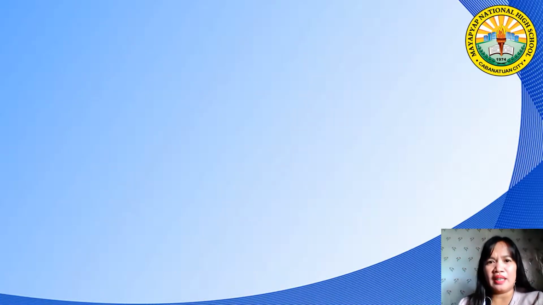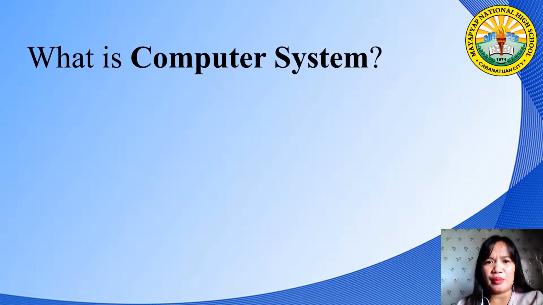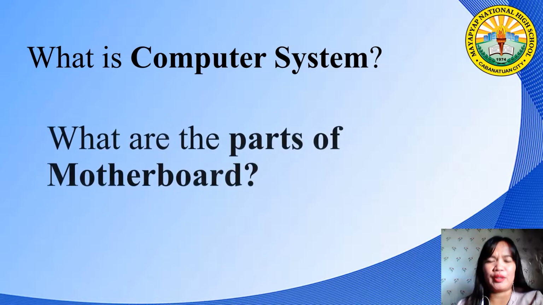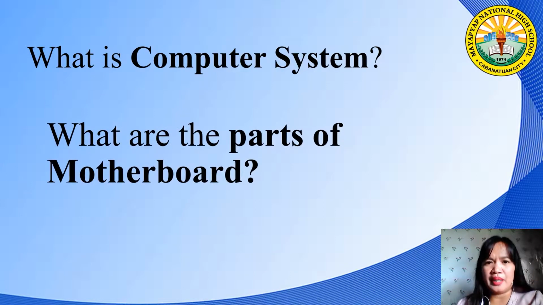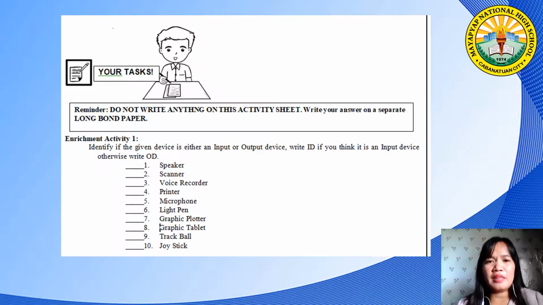Now let us have some recap. What is computer system? It's a collection of entities, hardware, software, and library that are designed to receive, process, manage, and present information in a meaningful format. What are the parts of motherboard? BIOS, CMOS battery, IDE and SATA connectors, power connectors, CPU or the processor socket, PCI slots, memory, AGP, and north bridge and south bridge. At this point, turn your activity sheet to enrichment part.